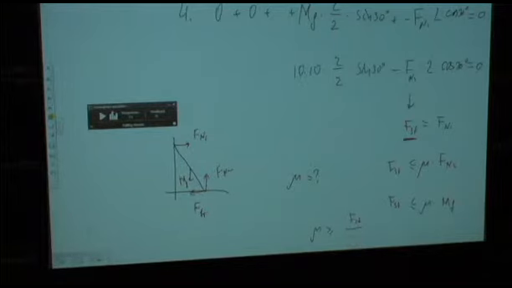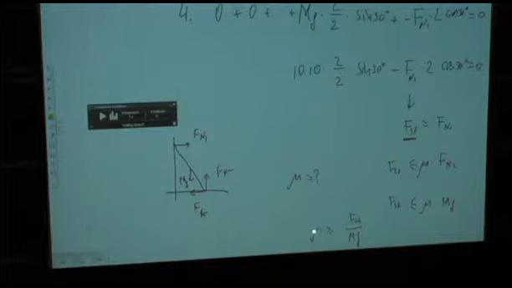So this calculation tells us that the coefficient of static friction cannot be less than this ratio. If it's less, it slides away. That's it. You just can't. To prevent it from sliding away, in that case, you should choose a different angle. Make it steeper. Basically, that's it.